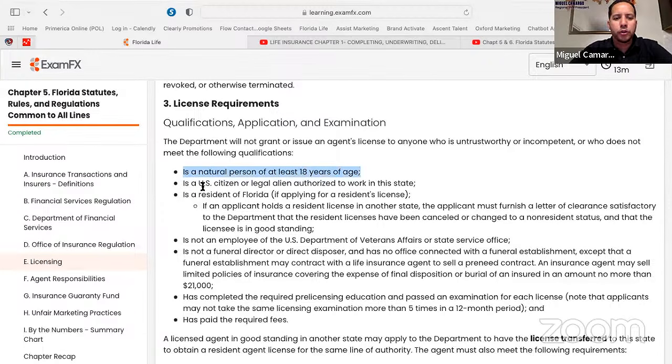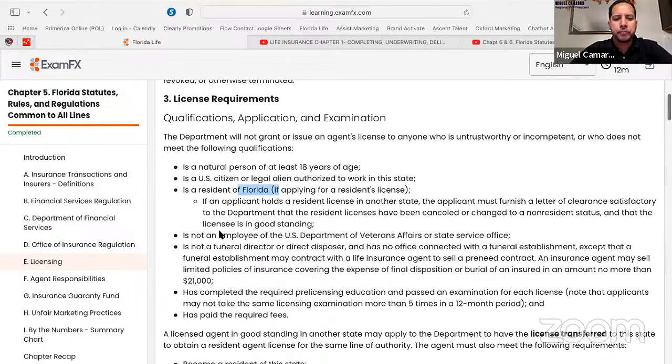You got to be 18 or older, a legal citizen. You have to be a resident of the state that you're applying for a resident license in. Doesn't matter if it's Florida, Georgia, South Carolina, doesn't matter.